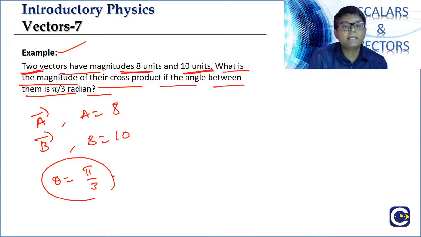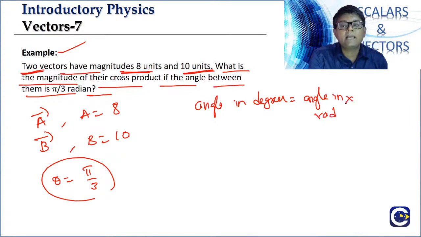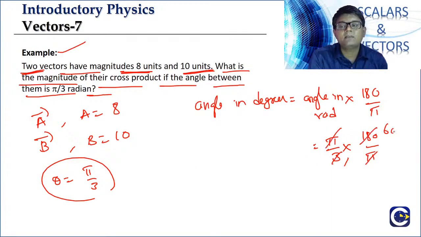Okay. Remember, guys, we already discussed this. If we want to convert this into degrees, how do you convert it? We have the formula, remember? Angle in degrees is equal to angle in radians into 180 by pi. Means angle in radians is pi by 3 into 180 by pi. You can check it. So pi is cancelled. 3 ones are 3, 60. So what is the angle here? It is 60 degrees. Okay.